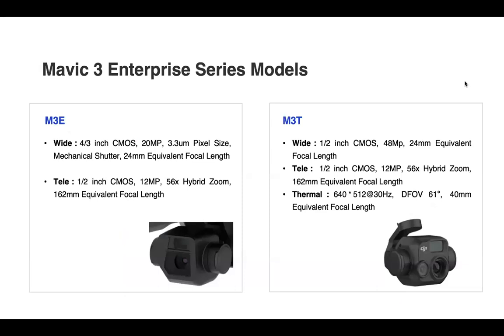Two different cameras here. The M3E has the wide and the tele camera. The M3T has a wide, a tele, and a thermal camera. We'll jump into those sensors a bit more in detail here, but key thing to remember here, we have the same tele camera on both systems, but then different wide cameras, and then the M3T adds a thermal camera.